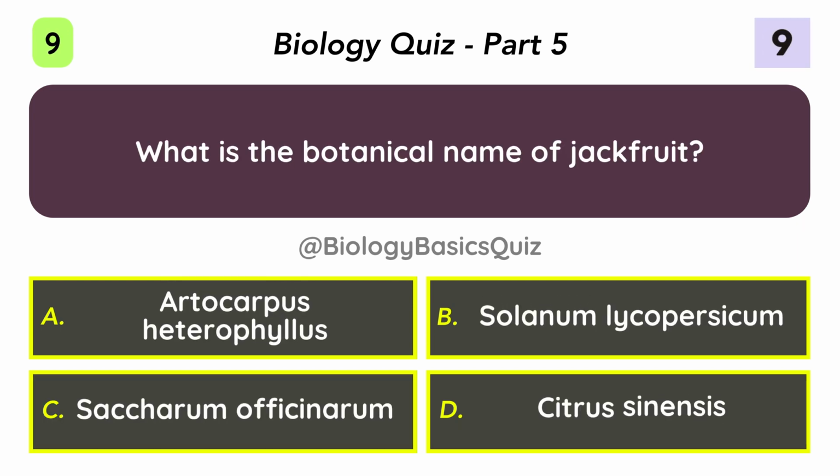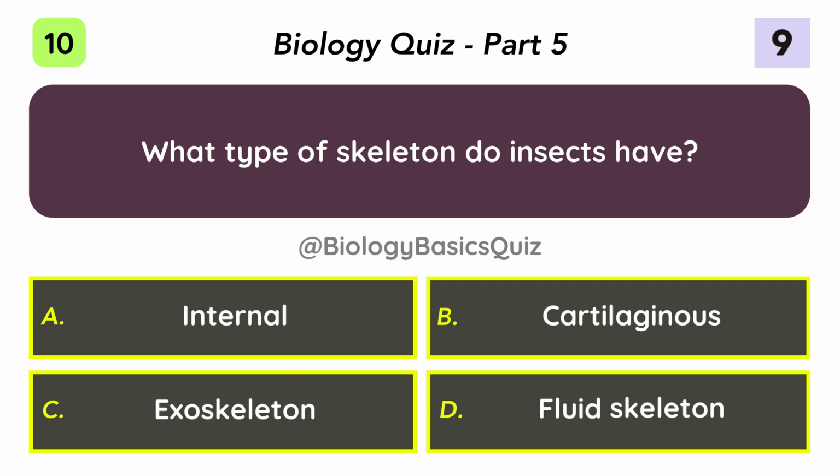What is the botanical name of jackfruit? Artocarpus heterophyllus. What type of skeleton do insects have? Exoskeleton.